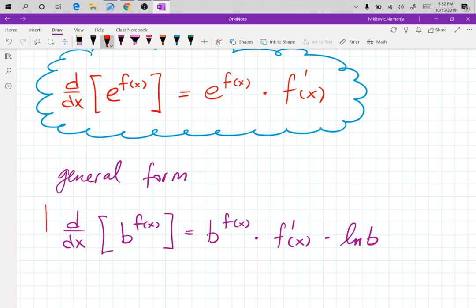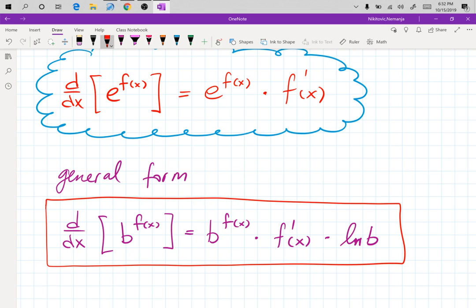Now, I'm not going to make a big deal out of this formula. It doesn't get a cloud. It gets the red box. It's the general form. But as I said, in nature, you generally see functions that are e.